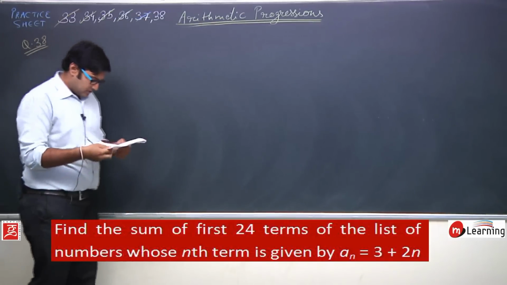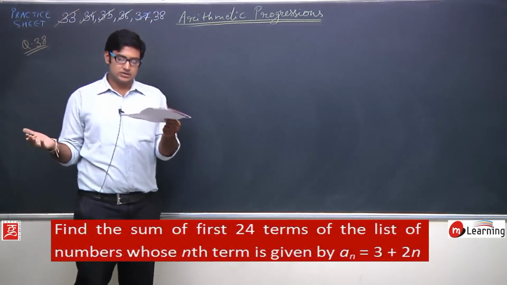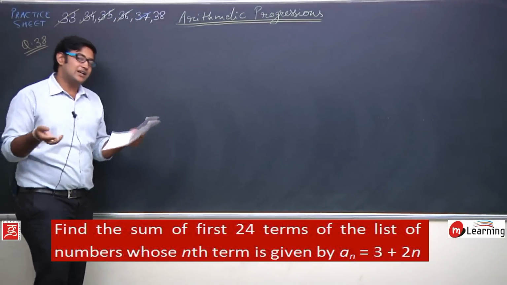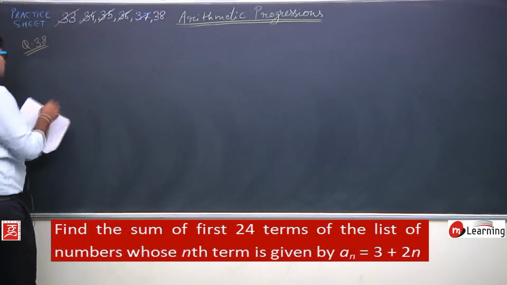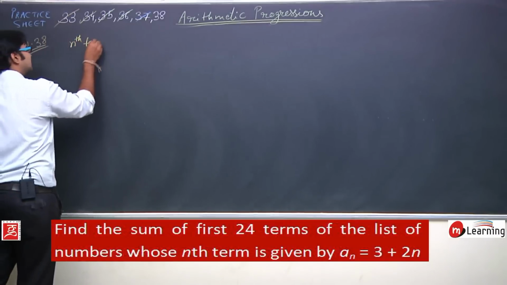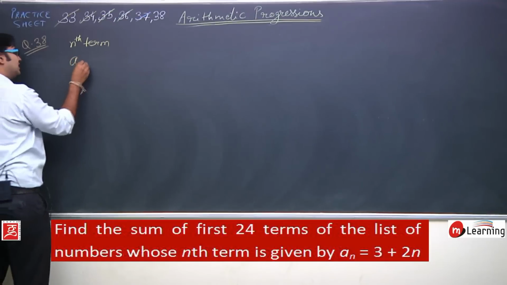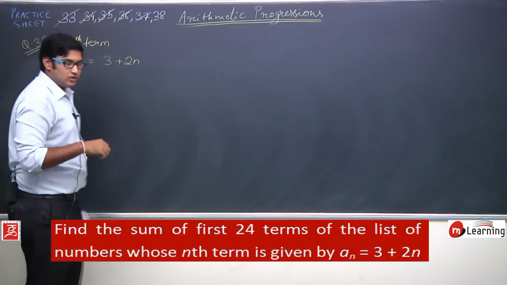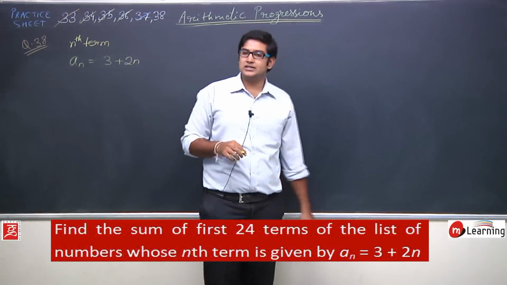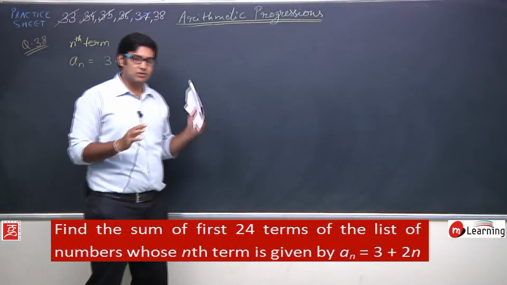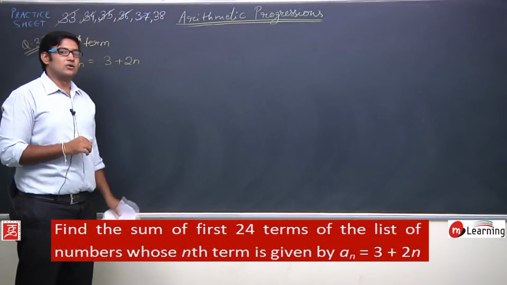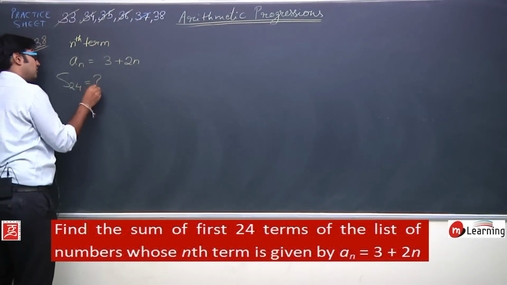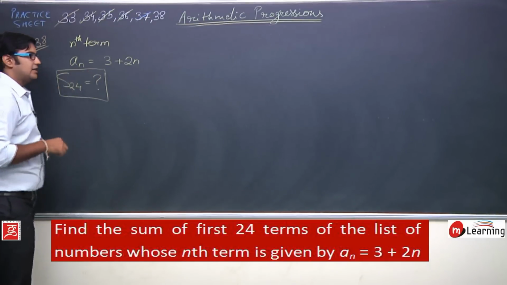It says, find the sum of first 24 terms of a list of numbers. There is a list of numbers and it is given that the nth term of this list is an = 3 + 2n. This is the nth term of this list of numbers. Now I need to calculate the sum of 24 terms, that is, I need to calculate S24. This is what I need.